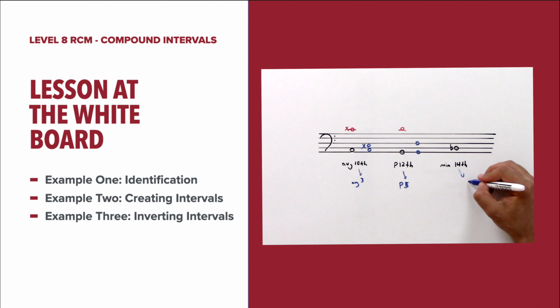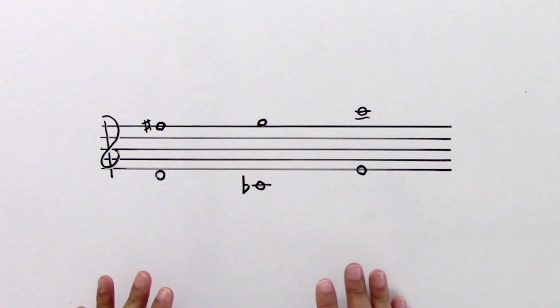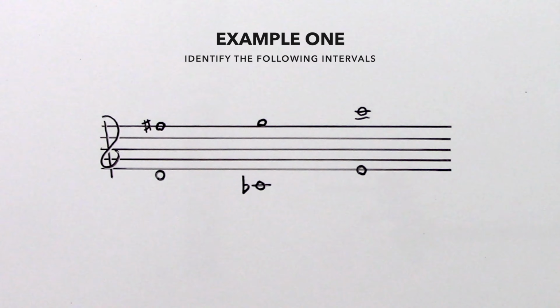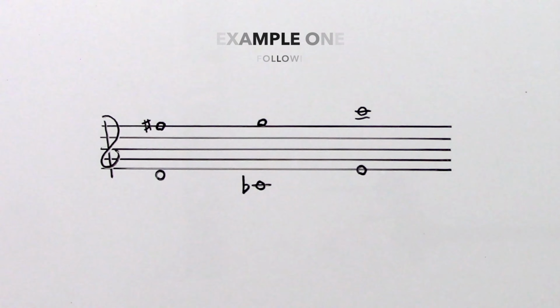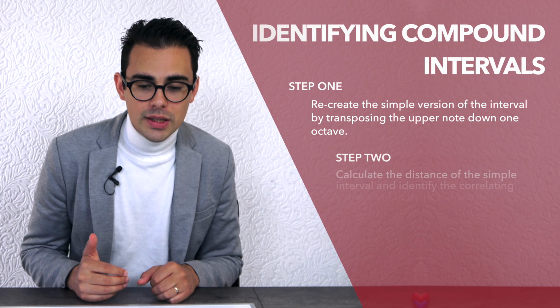Now it's time to look at compound intervals on the whiteboard. Down here I've written 3 gigantic intervals, and we are going to practice identifying them and writing the intervallic label, which is comprised of the distance and the quality. To figure this out, we're going to use the following steps.